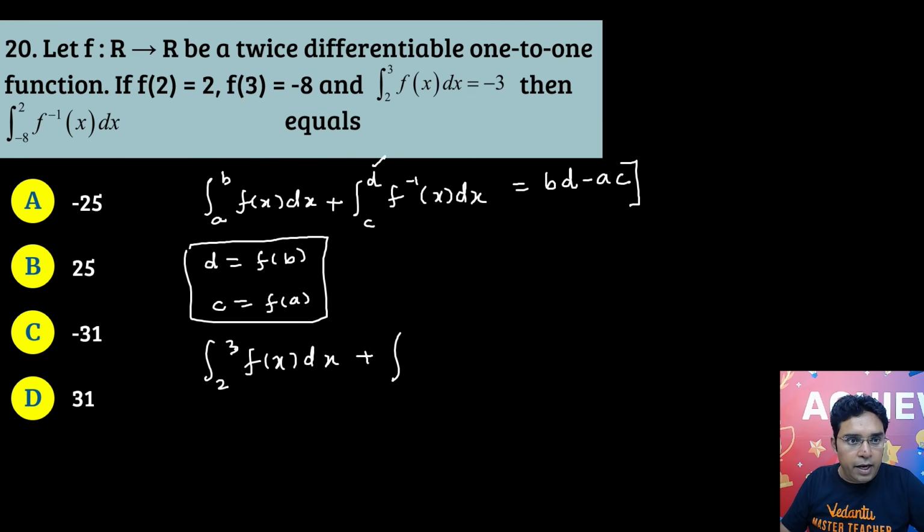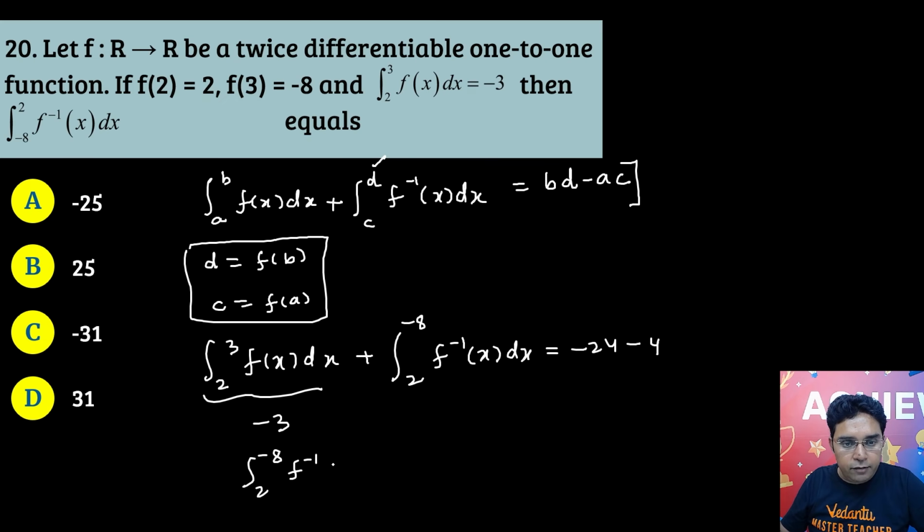plus, now at 3 the value of the function is minus 8, so I'll put minus 8 here. At 2 the value of the function is 2, so the integral of f inverse x dx will be equal to 3 into minus 8, minus 24, minus 2 into 2, 4, and this thing is actually equal to minus 3, so the integral from 2 to minus 8 of f inverse x dx will become equal to minus 28 plus 3, that is minus 25.